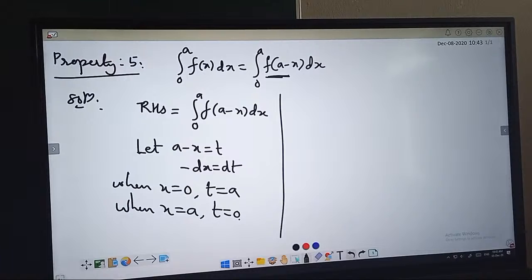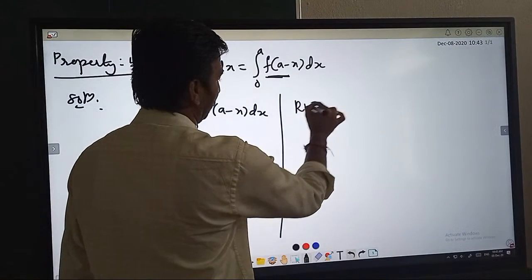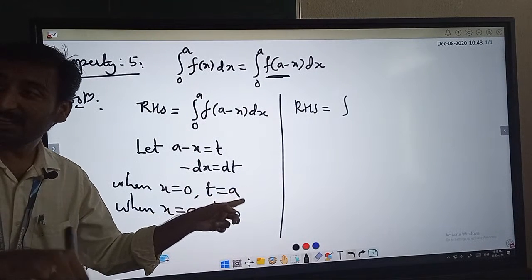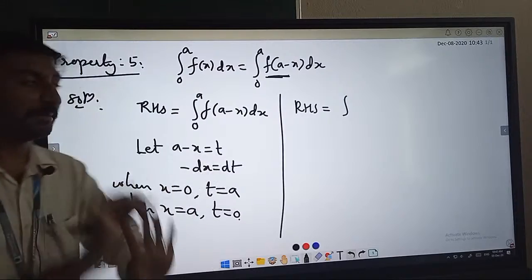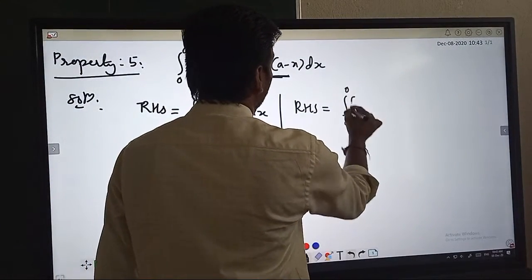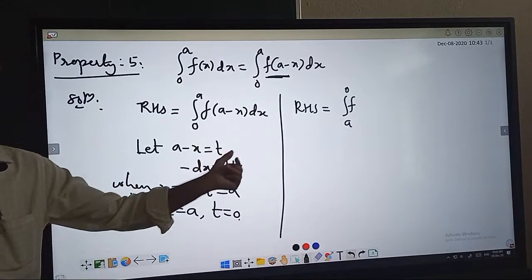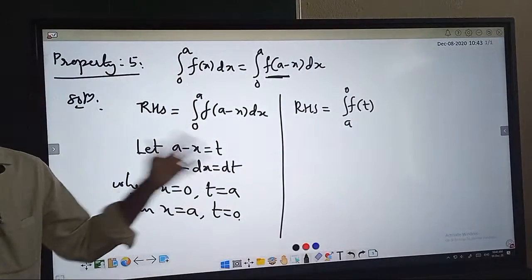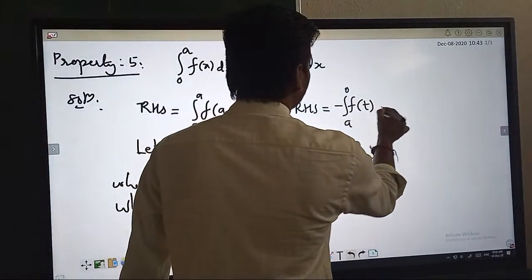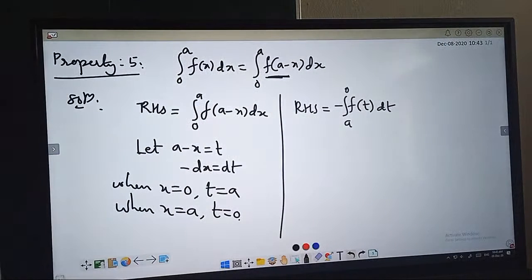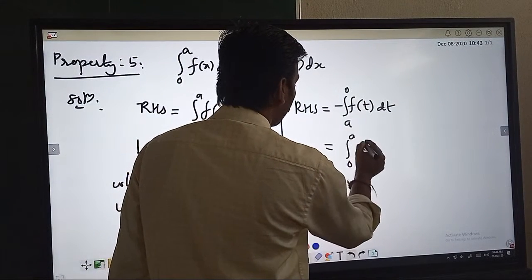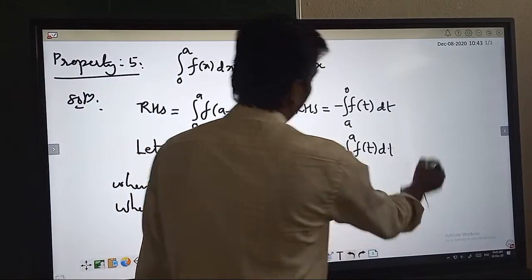So for this RHS, in place of 0 I have a, and in place of a there must be 0. What is this? a to 0, and a minus x becomes t, f of t, and we have dx equals minus dt. So this is minus dt. Correct? Then change the upper and lower limits. What do you get?